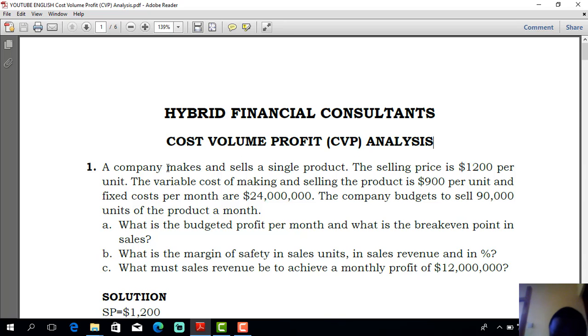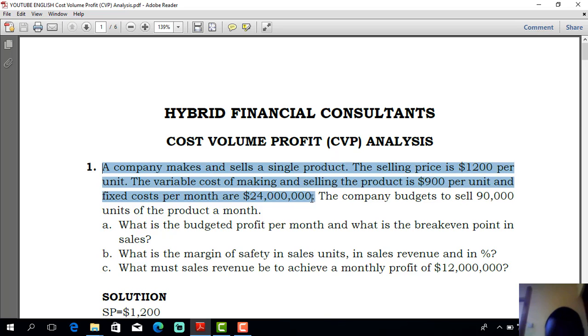A company makes and sells a single product. The selling price is $1,200 per unit. The variable cost of making and selling the product is $900 per unit, and the fixed cost per month are $24 million. The company budgets to sell 90,000 units of the product a month.